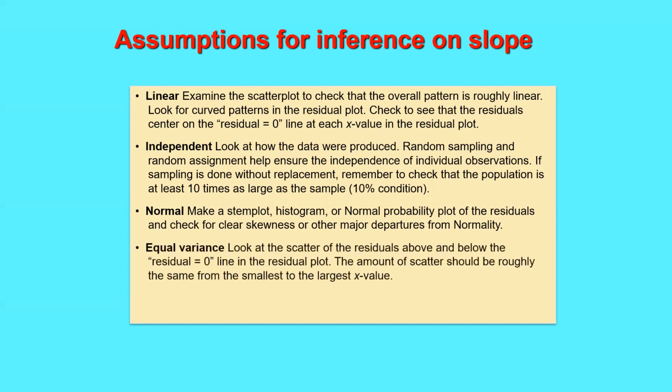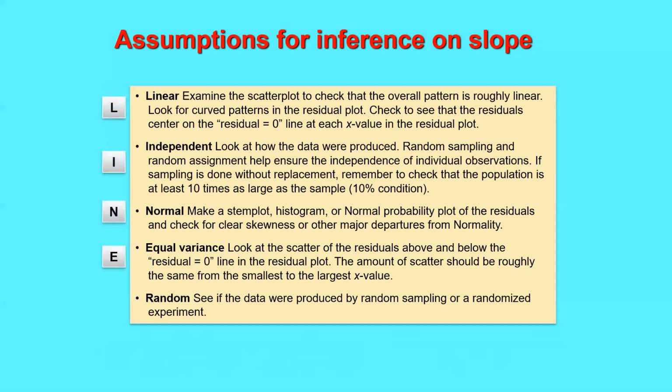We need equal variance, so look at the scatter of the residuals. Again, we should see no pattern in residuals above and below the residual line. The amount of scatter should be roughly the same from the smallest to the largest x value, half above, half below, and no pattern. And as always, we need randomness. See if the data was produced by a random sample or a randomized experiment.